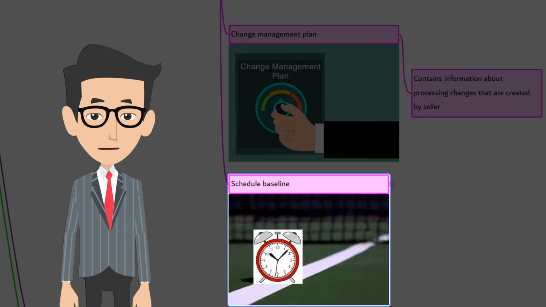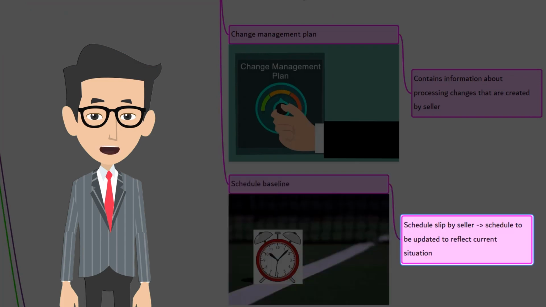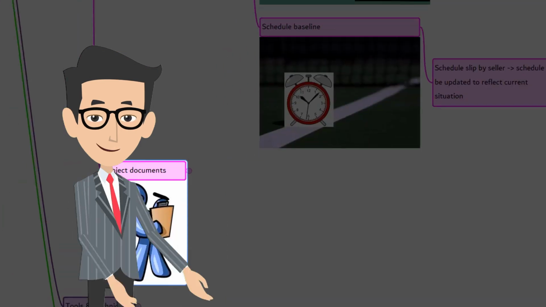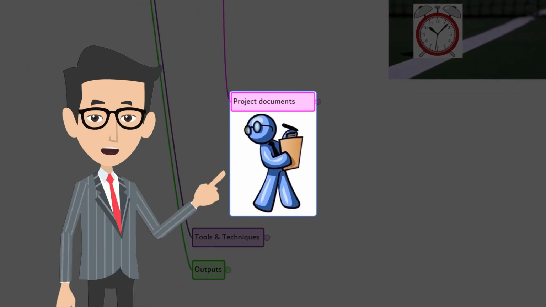The last one is the schedule baseline. Schedule slip by sellers' poor performance will impact the overall project performance. To track it, you need the schedule baseline. The next input is project documents.